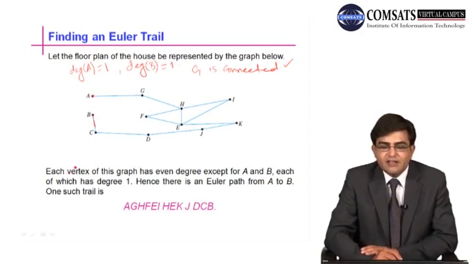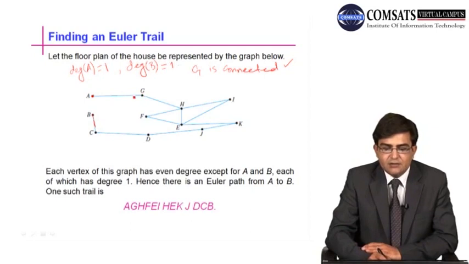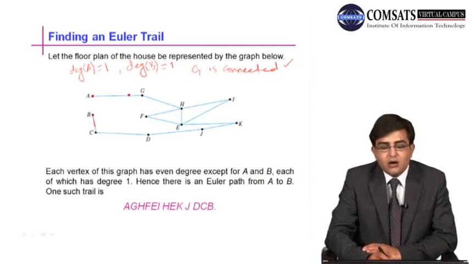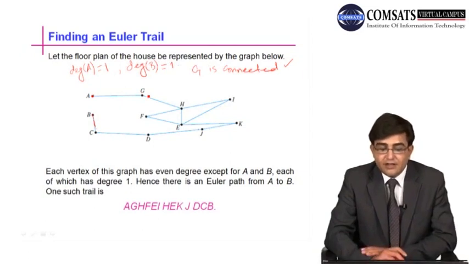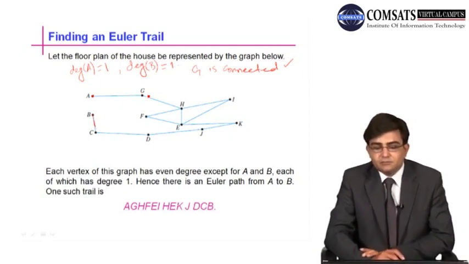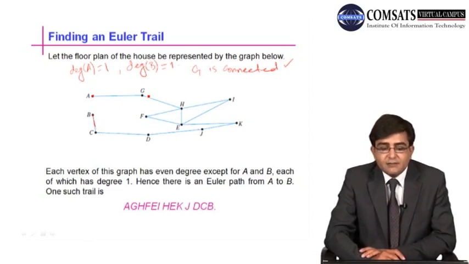All other vertices must have even degree. G has degree 2 because there are 2 edges which are incident on G. H has degree 1, 2, 3, 4, I has degree 1, 2, K has degree 1, 2, E has degree 1, 2, 3, 4, J has degree 1, 2, D has degree 1, 2, C has degree 1, 2. So all other vertices have even, positive degree, so all the conditions here are satisfied. Therefore we can say that there must be an Euler path in this floor plan, in this graph.